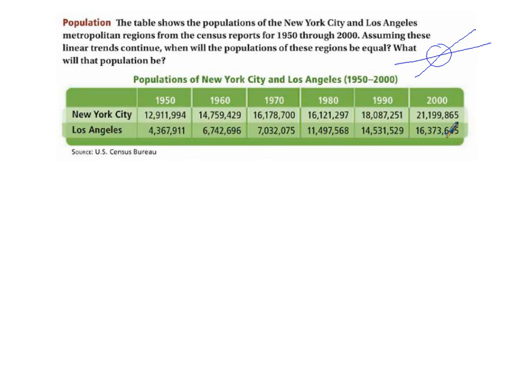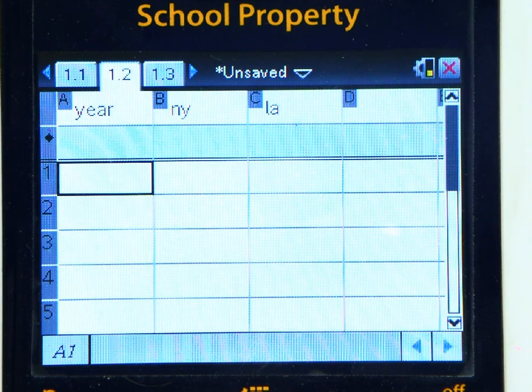So bring up your calculator and enter all of this data into a spreadsheet. And then graph it on a data and statistics plot. So what I've done is I've created a spreadsheet, and I'm calling the first column year, and then I'm calling the second column New York, and I'm calling the third column Los Angeles.